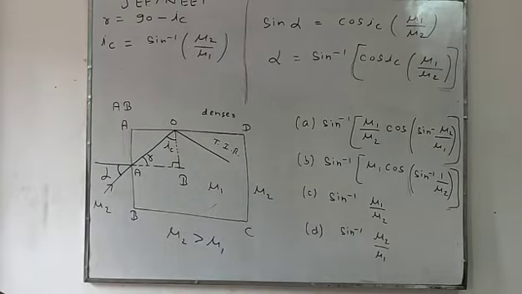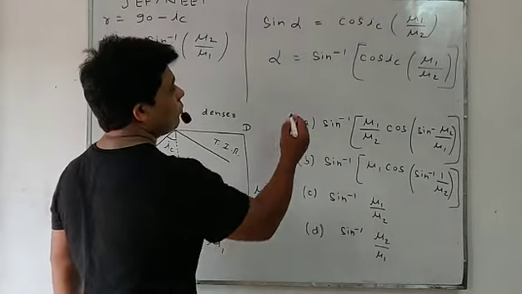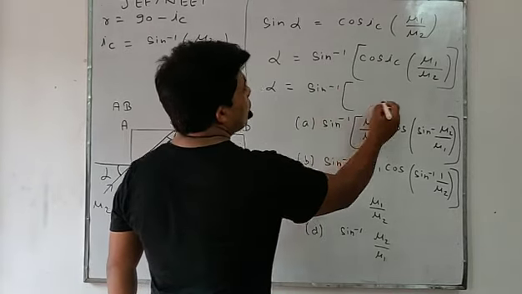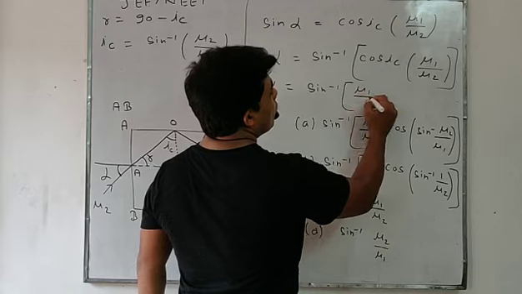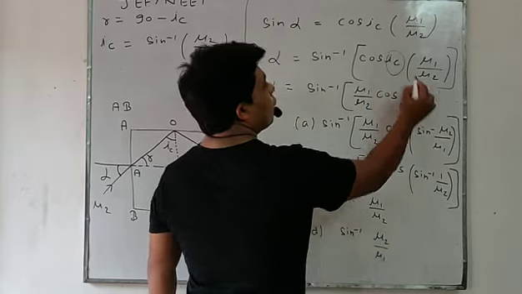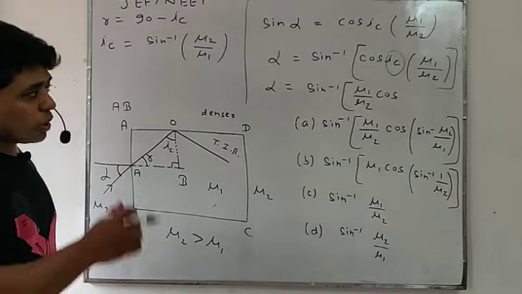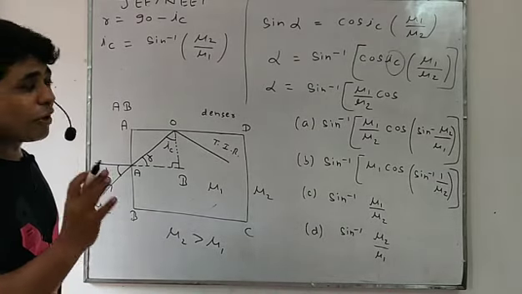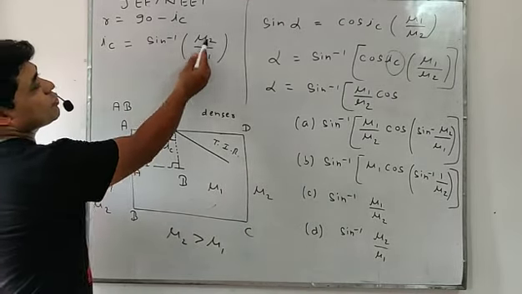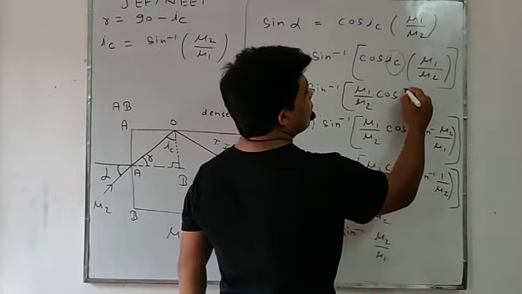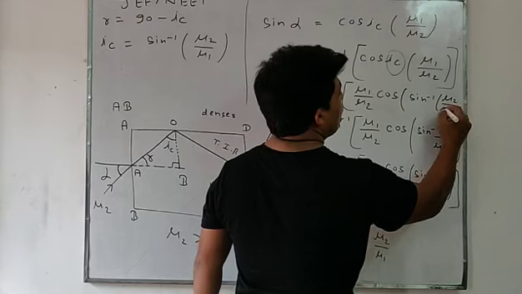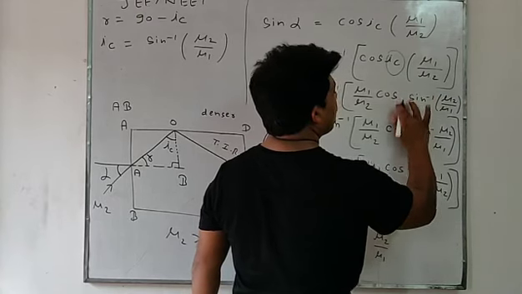Okay students? Now finally, alpha as it is, this is sin inverse. We can write first of all mu1 by mu2. This is cos, and what is IC? We'll put the value of IC. Look at students, what is the value of IC? That we found as sin inverse mu2 by mu1. So here I'm going to write sin inverse mu2 by mu1.